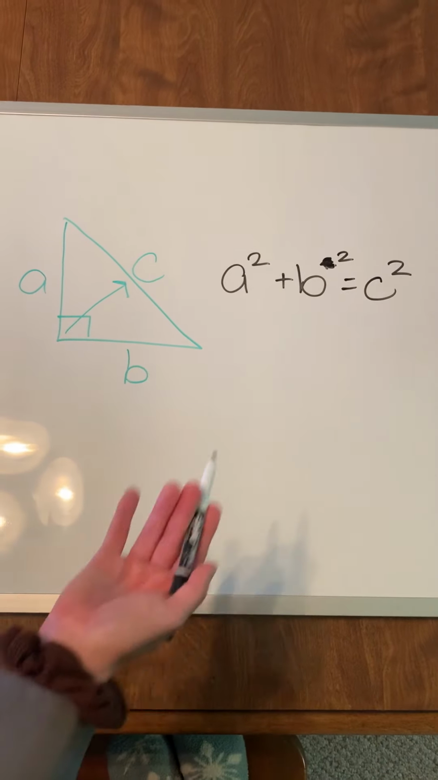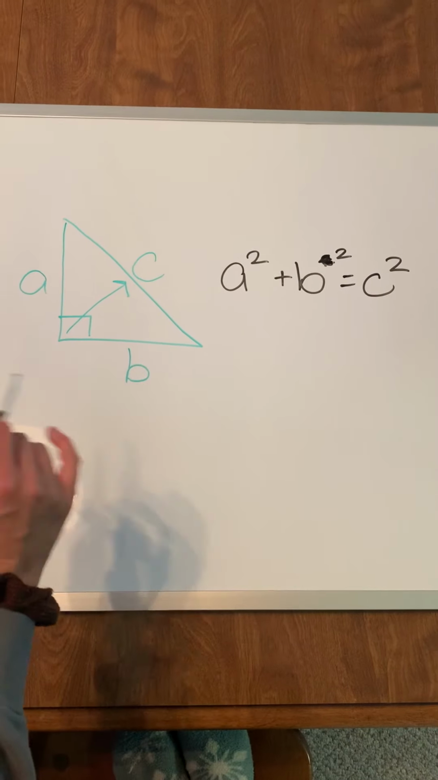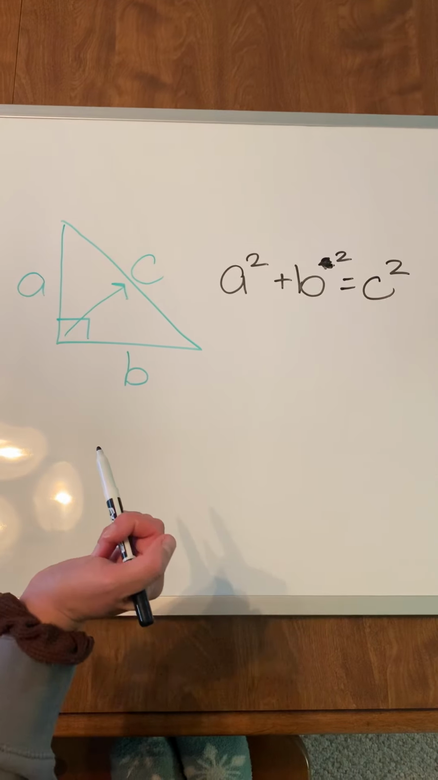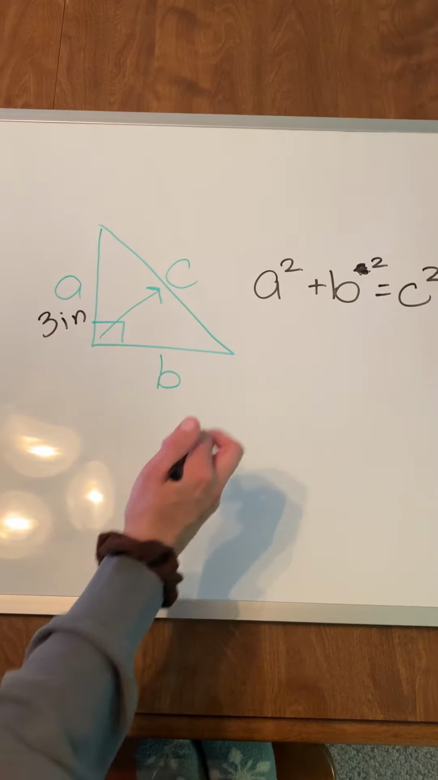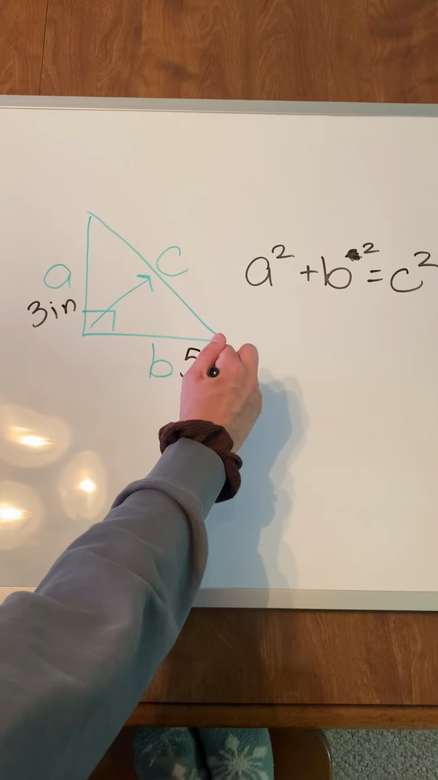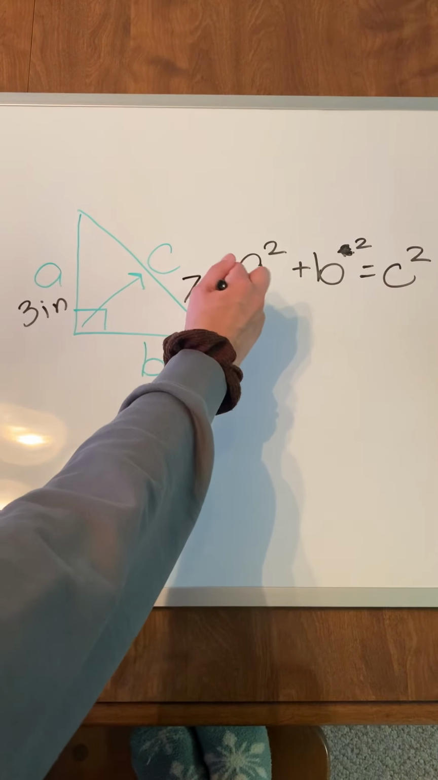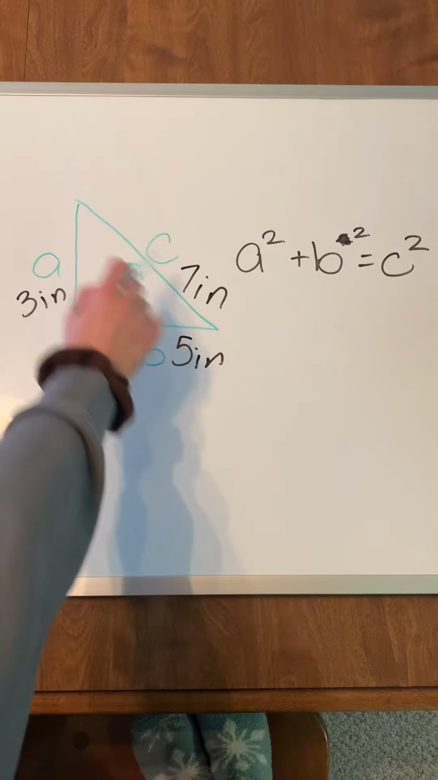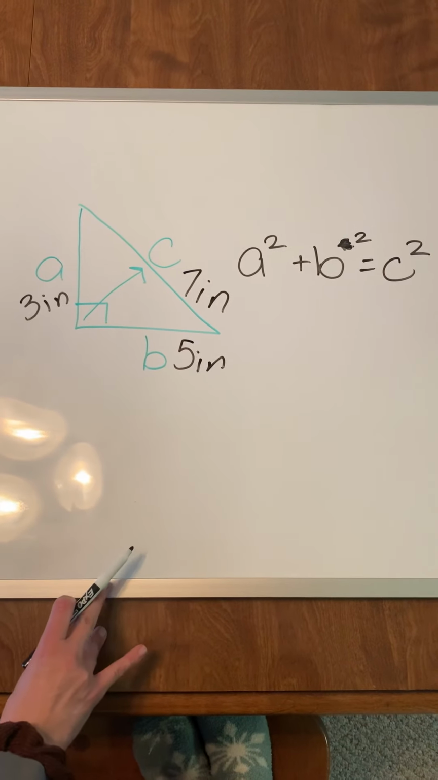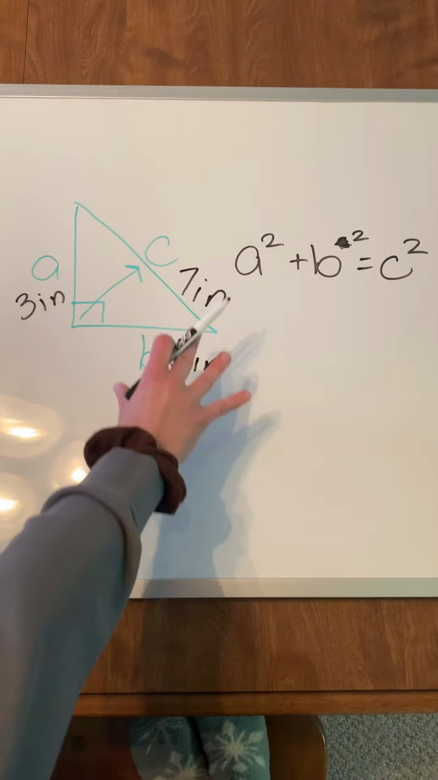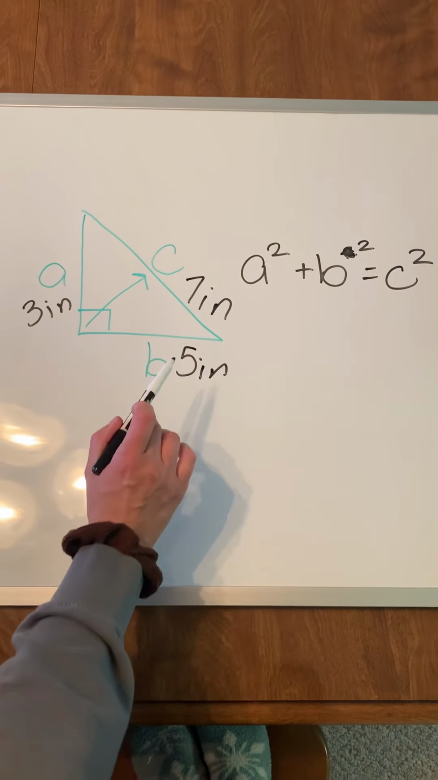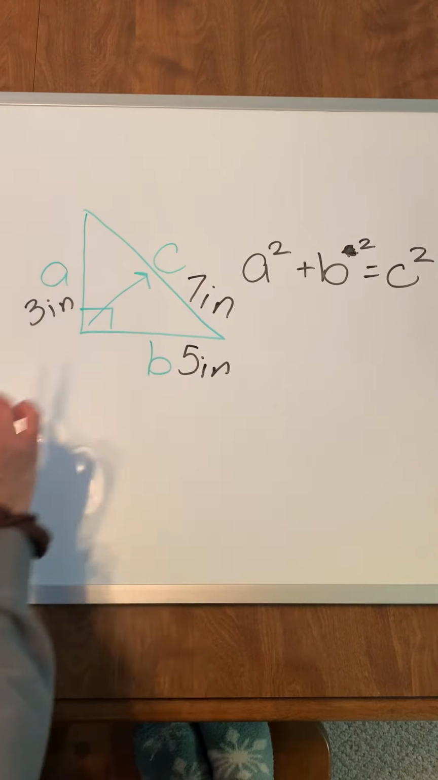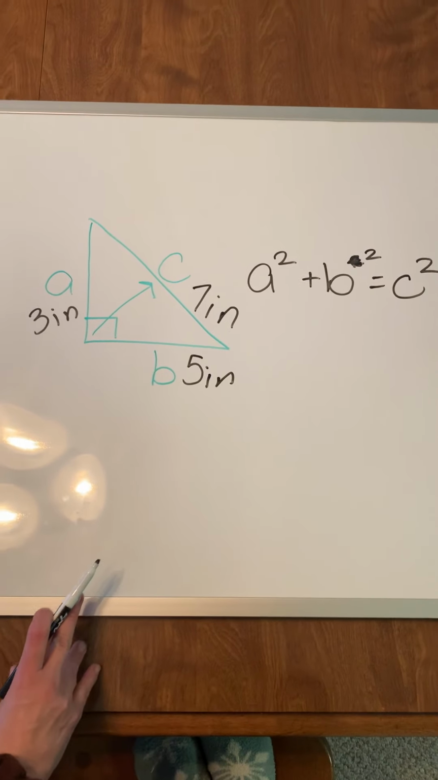So what I'm going to do is I'm just going to make up some measurements for the sides of my right triangle. And I will say that A is 3 inches, B is 5 inches, and C is 7 inches. Now remember, the C, the hypotenuse, has to be the longest side. So if I didn't label those on the right triangle and just wrote them out to the side, you have to make sure you correctly fill in what is what length, okay?